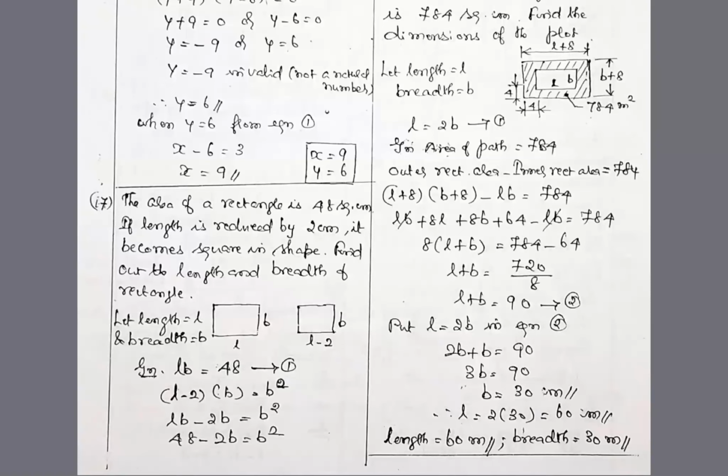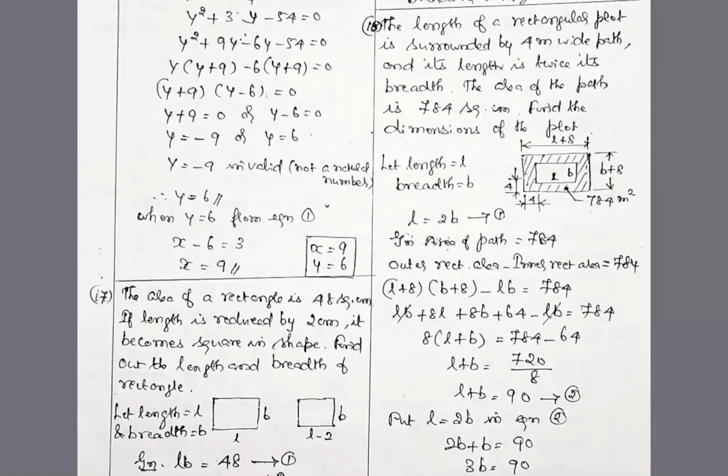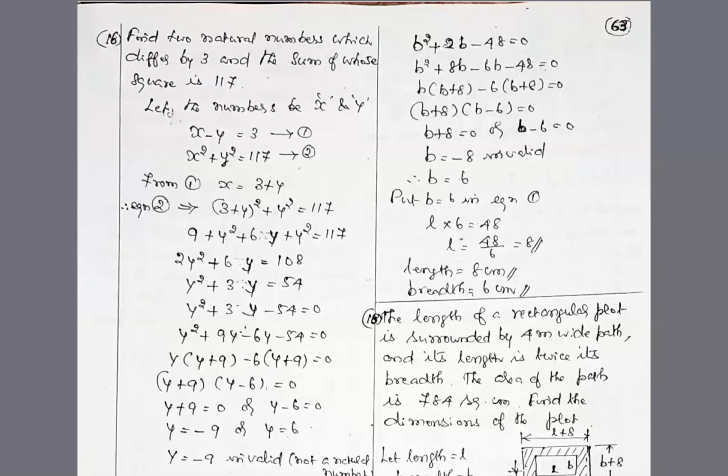If length is reduced by 2 centimeter, that is L minus 2, and B has no change, so it becomes a square. They are telling it becomes square in shape. So L minus 2 into B is equal to B square. Then remove the bracket: LB minus 2B is equal to B square. The LB value we already know, 48 minus 2B is equal to B square. So finally we get length 8.